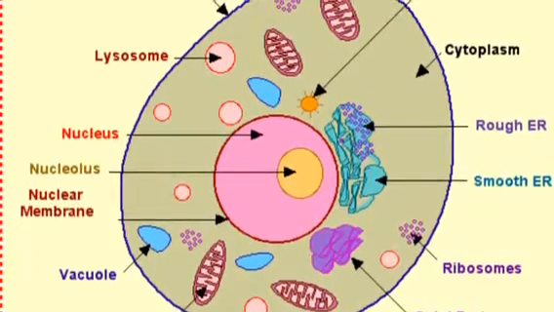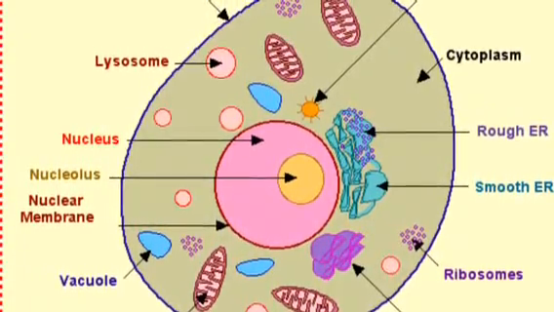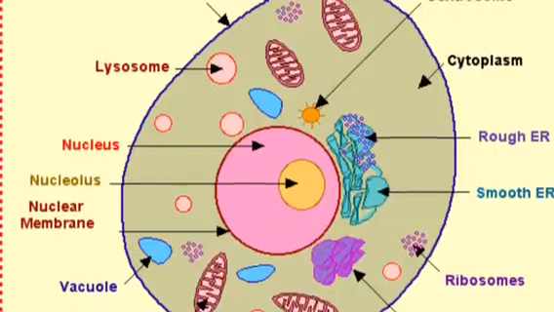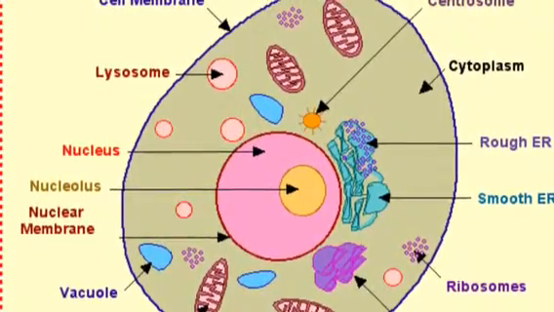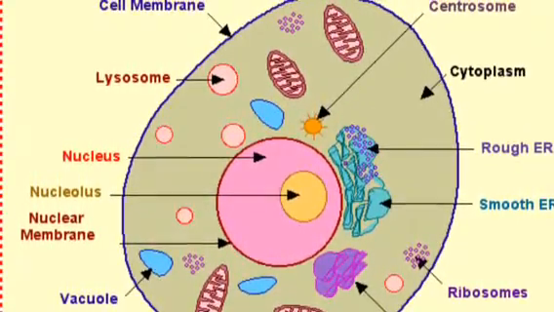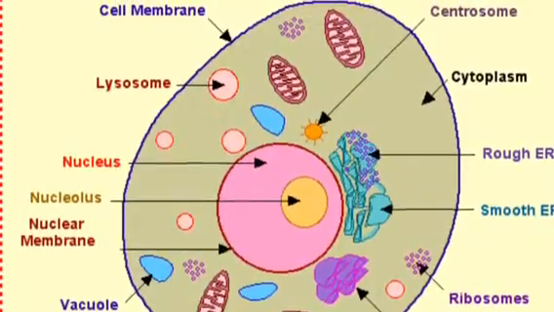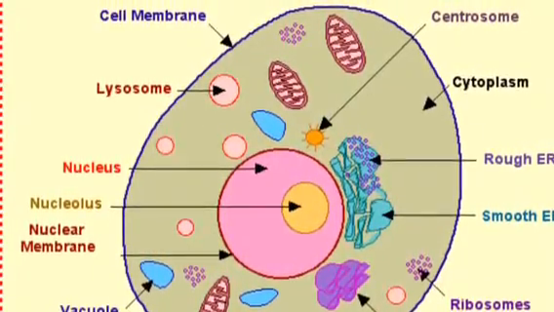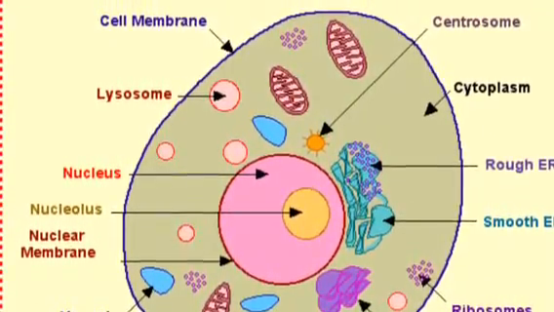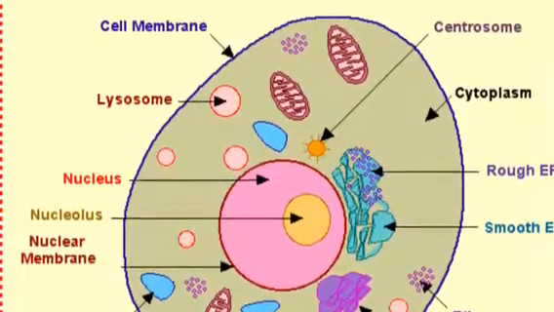In a cell, rough ER is generally close to the nucleus, while smooth ER is generally closer to the cell membrane. The function of smooth ER is that it synthesizes steroids, regulates calcium levels, and breaks down toxic substances.